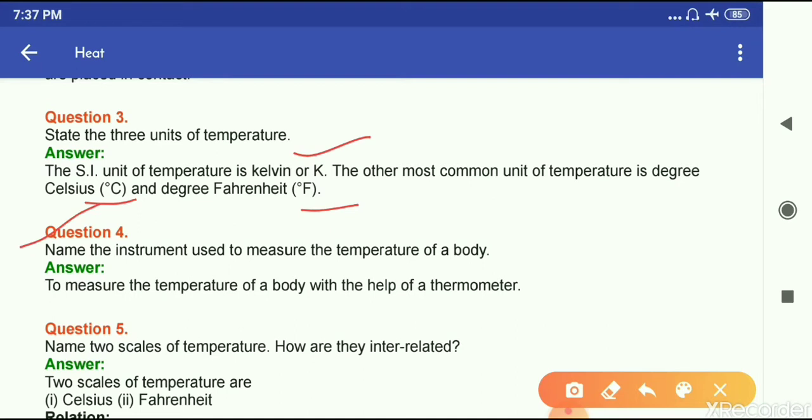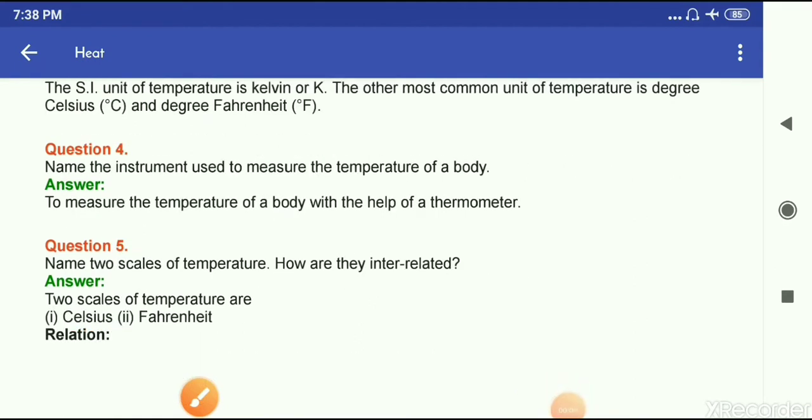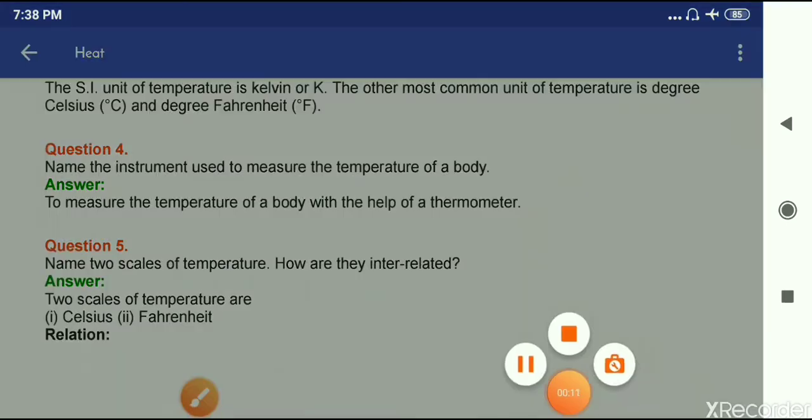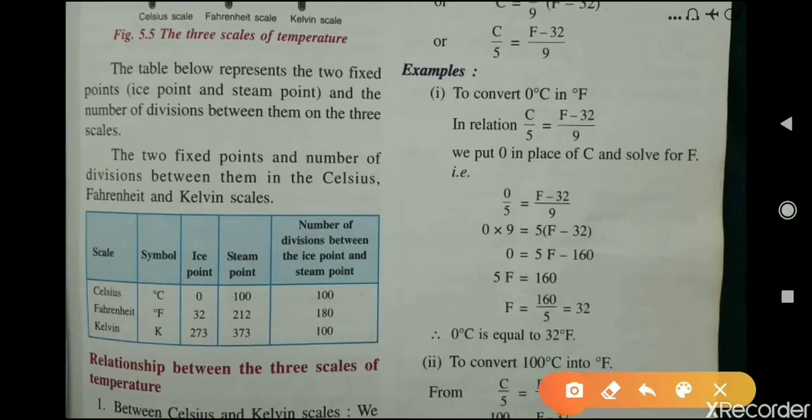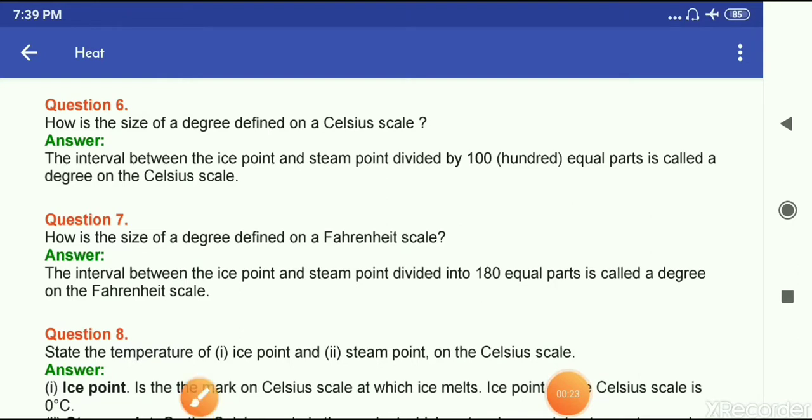Question number 4. Name the instrument used to measure the temperature of a body. So the instrument is thermometer. Question number 5. Name 2 scales of temperature. How are they related? Answer is, 2 scales of temperature are Celsius and Fahrenheit, and the relation between them is, you have to write this relation, C upon 5 is equal to F minus 32 upon 9.